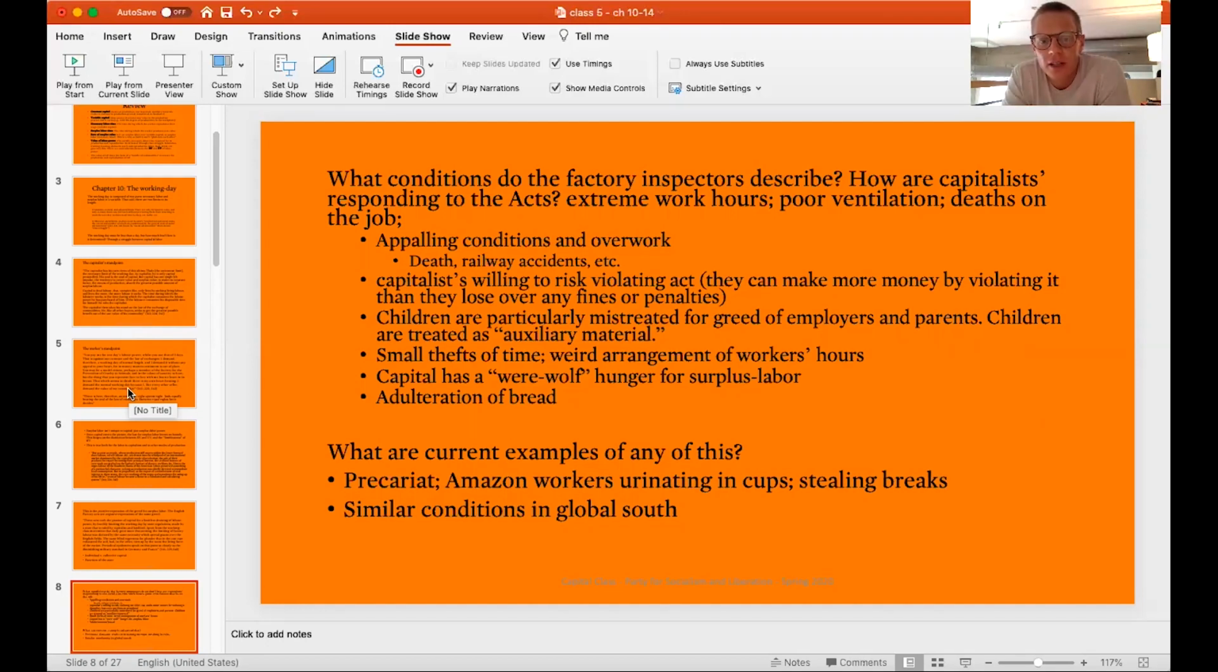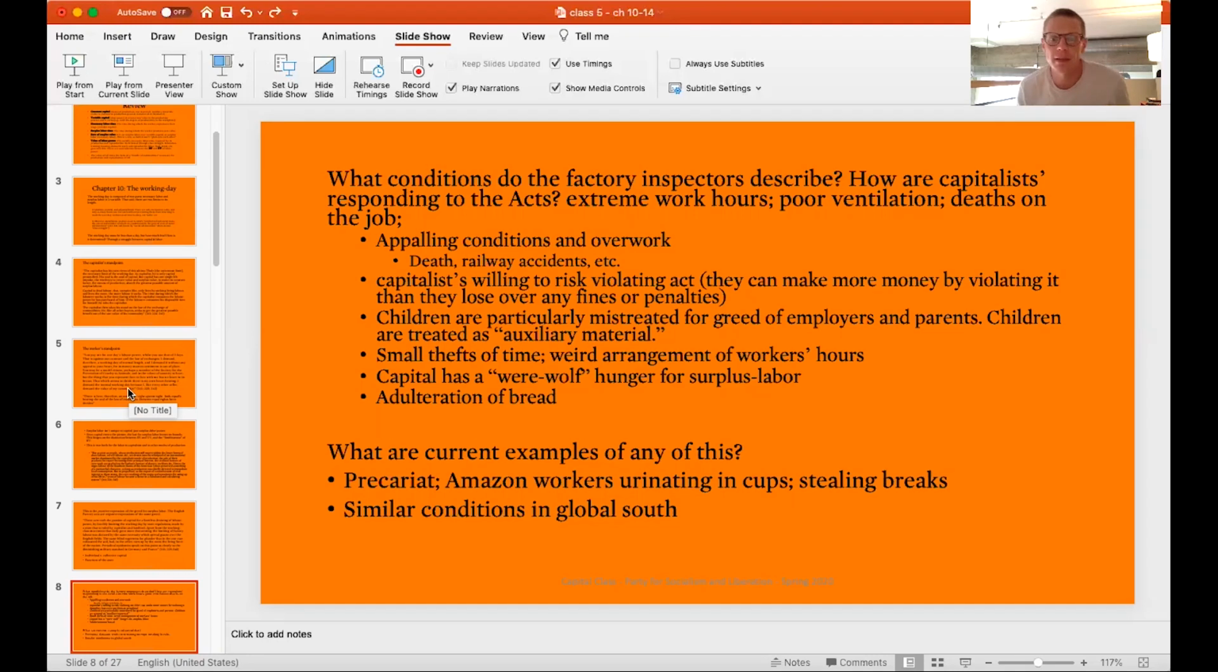Marx describes a werewolf-like hunger for surplus value. We see, for example, the adulteration of bread, so putting chalk in bread, which would reduce the value of bread, and because bread factors into the value of labor power, it would drive down the value of labor power, and so therefore it would reduce the constant capital, or the variable capital, that the capitalist had to put out, right? And we see current examples of this.